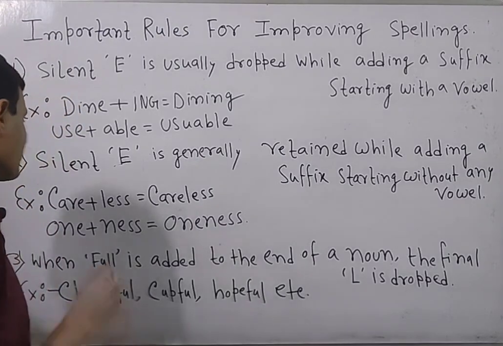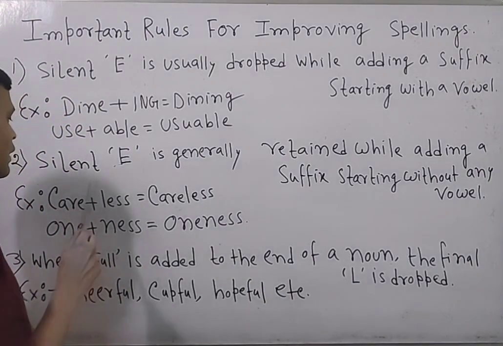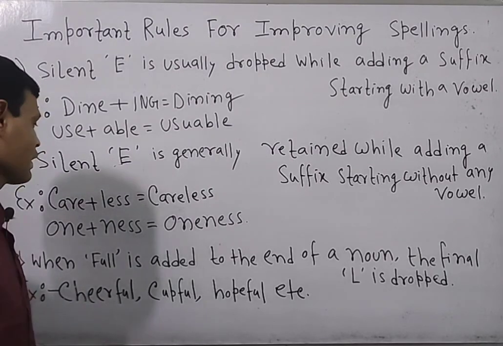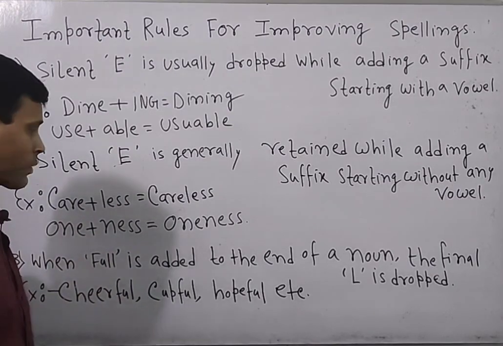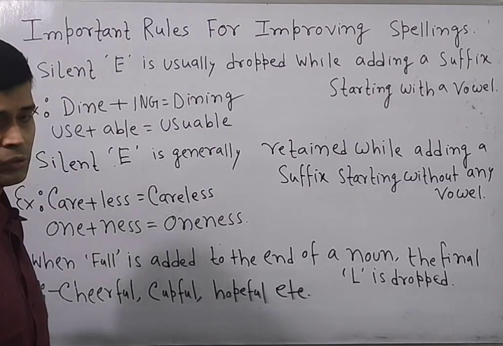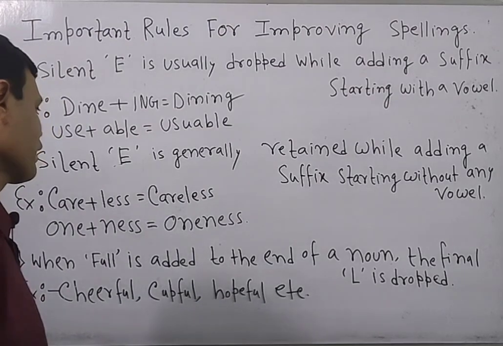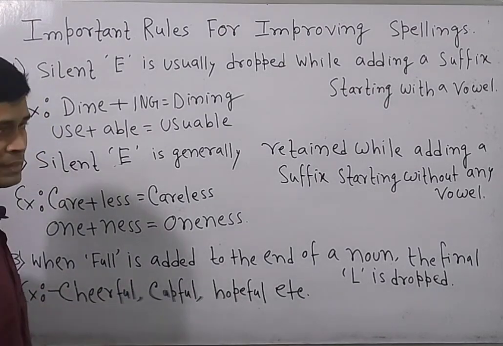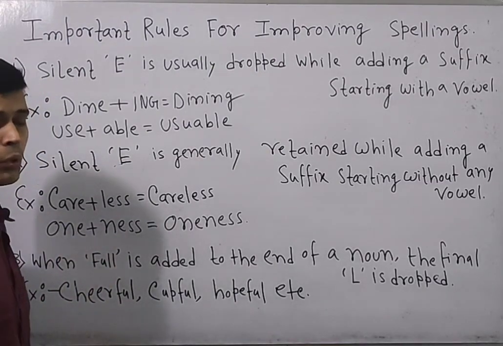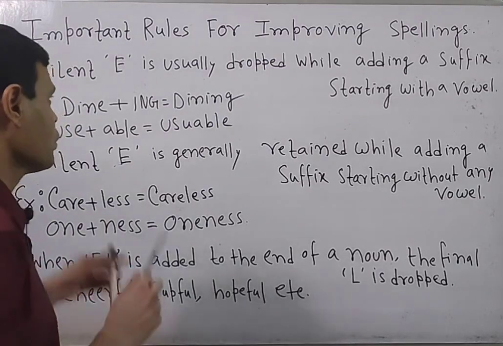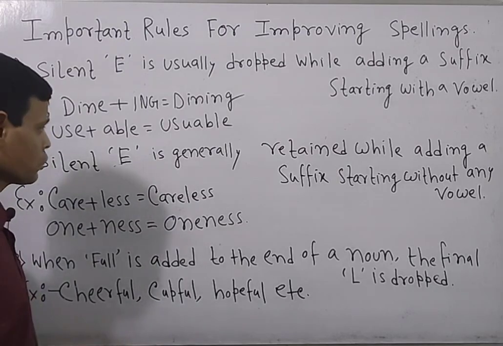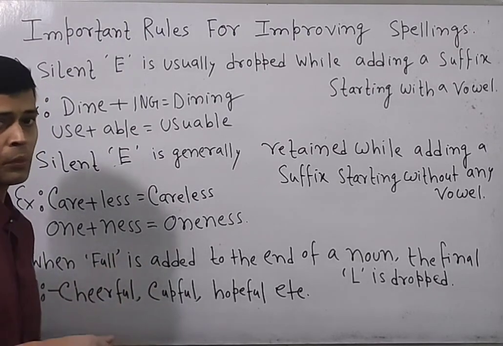For example, careless. Here less is the suffix, it does not start with a vowel, so automatically the E in care should be retained. Another example, oneness. Here ness, N is a consonant, so not a vowel at all. So whenever you add this suffix, you don't need to remove this E. That is, O-N-E-N-E-S-S. So rule number 1 is opposite to rule number 2, and rule number 2 is opposite to rule number 1.